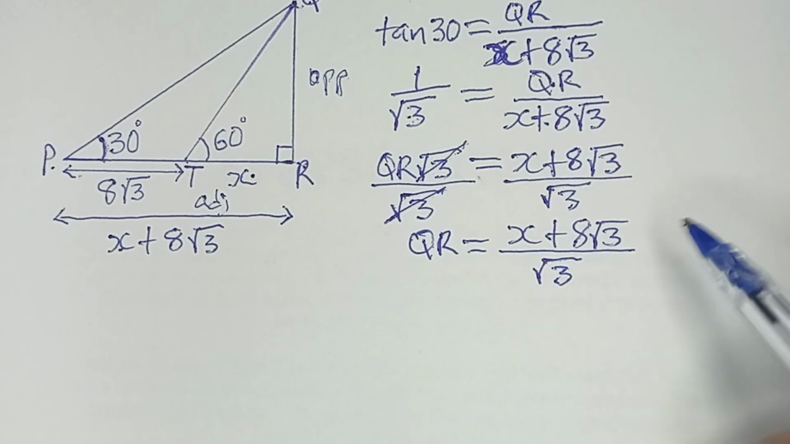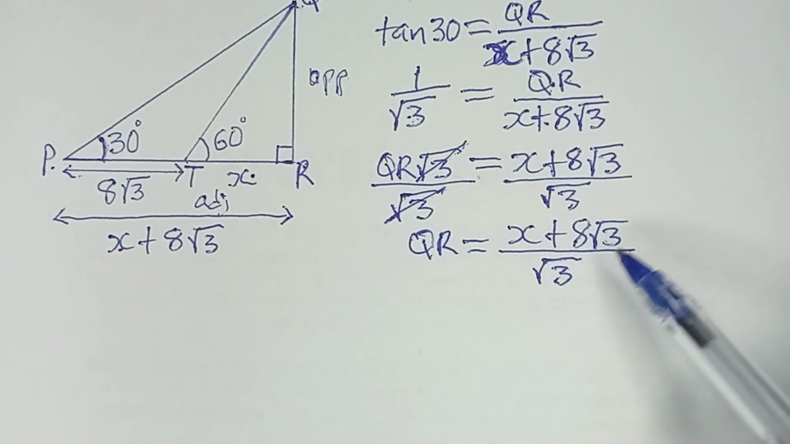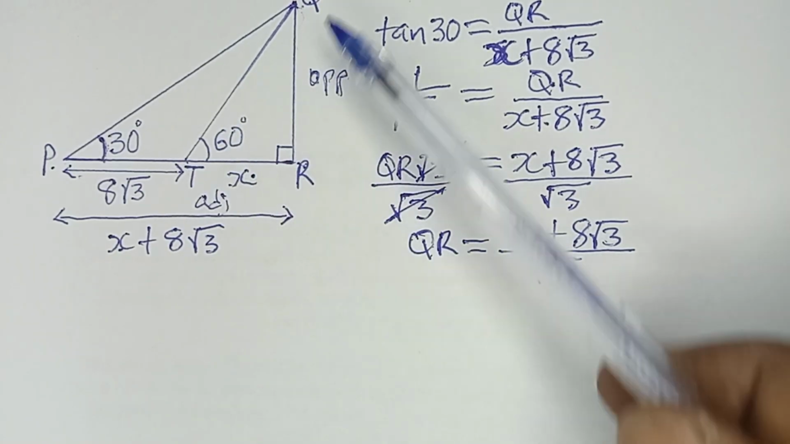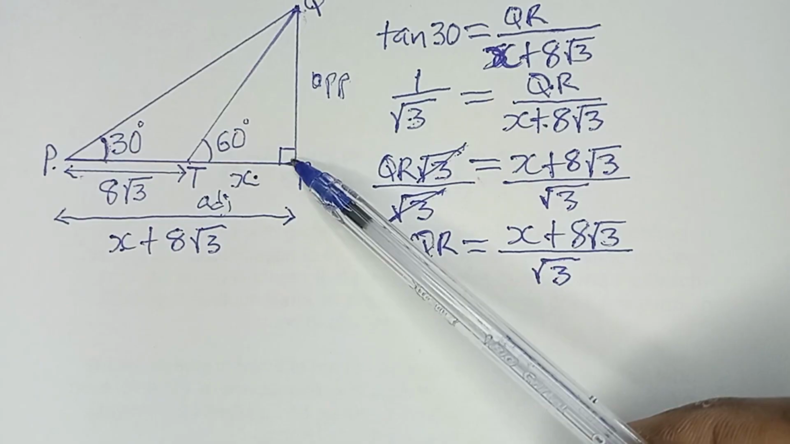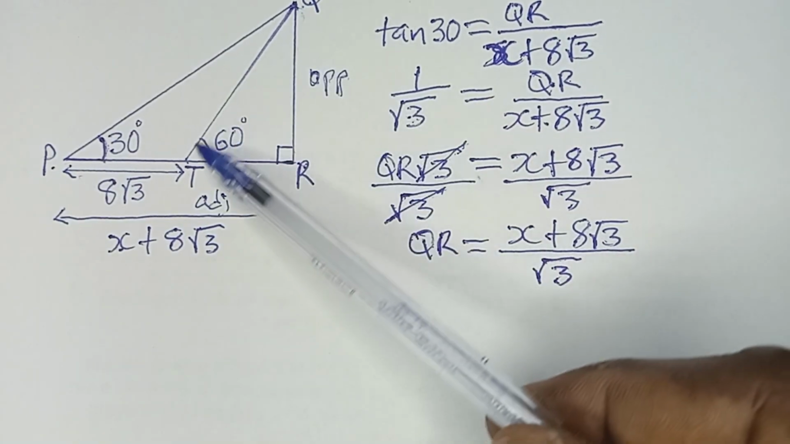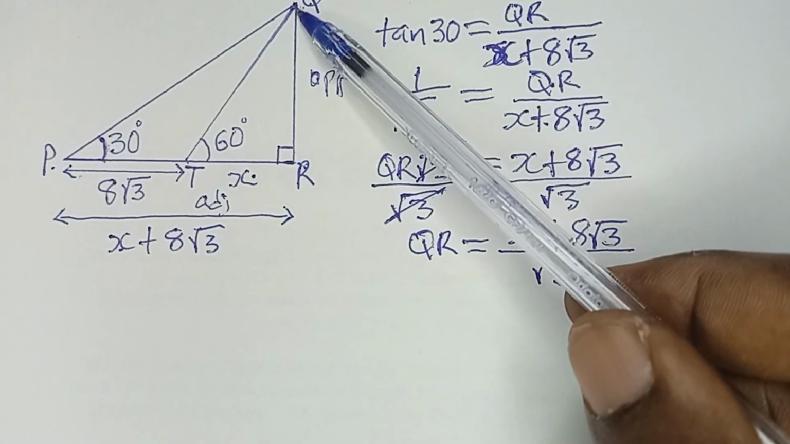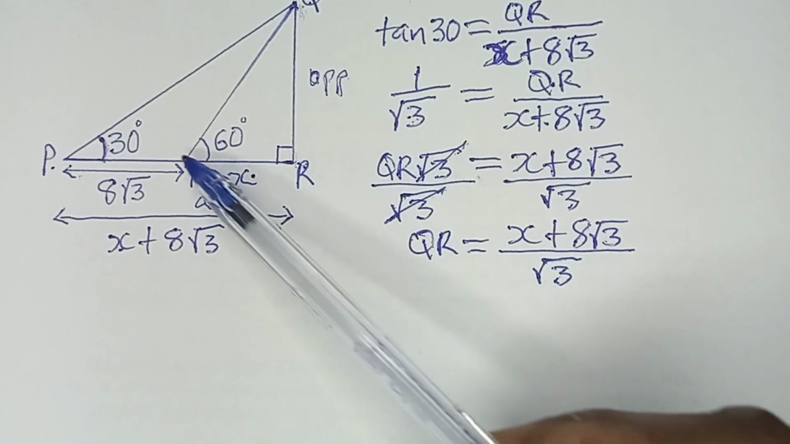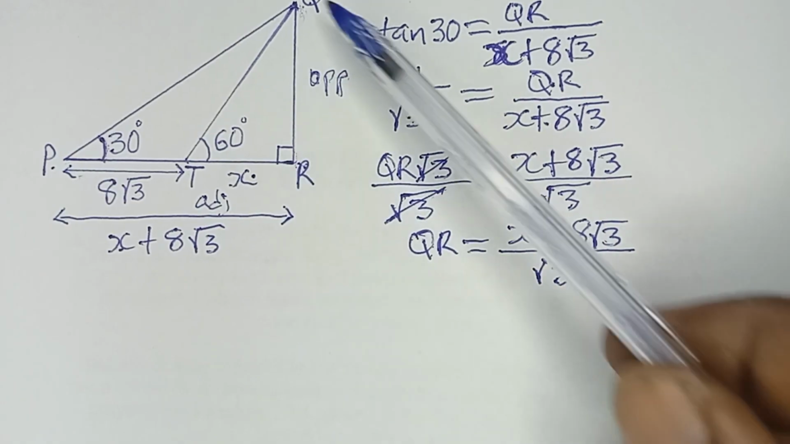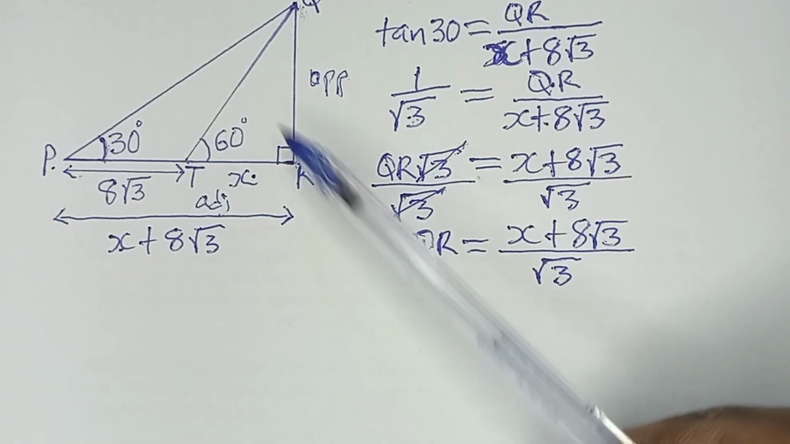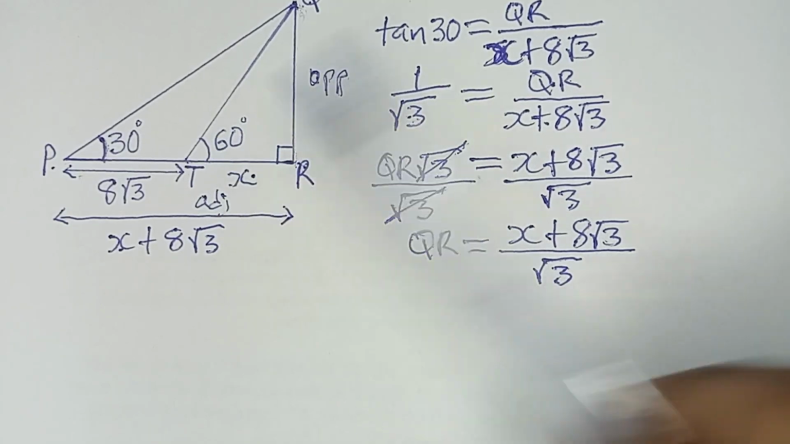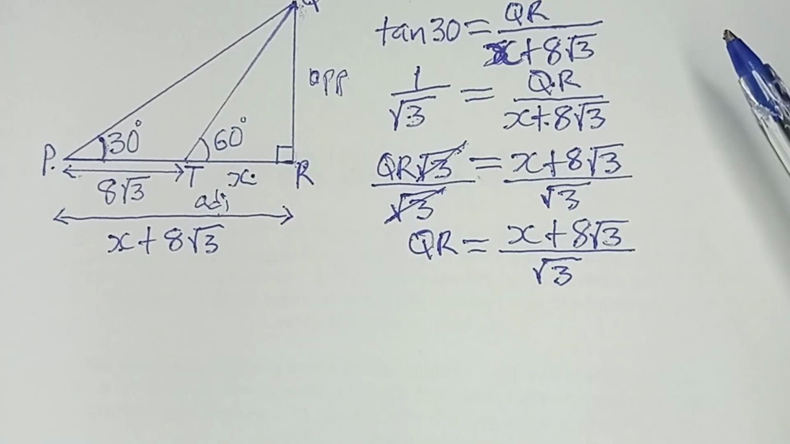So now let's keep this QR aside and work with the smaller triangle, which also has the side QR common to it. In the same way, using this smaller triangle, we're dealing with QR, the opposite side, and this time X, the adjacent side. So opposite and adjacent. We're going to use tan 60 because we're using this smaller triangle.